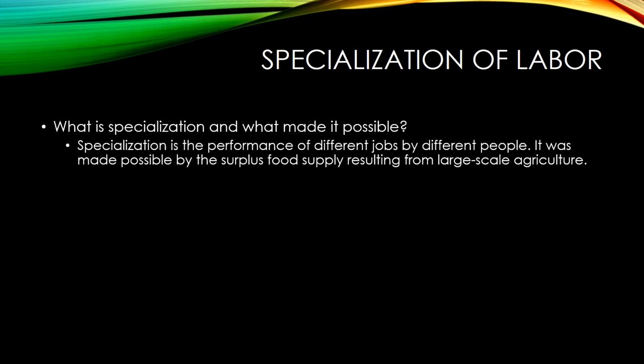Now let's talk about the specialization of labor. What is the specialization of labor? Well, that is where you take certain groups of people and say, this is your job. This is what you do. And if everyone does their job, then it benefits the community as a whole. So what is specialization and what made it possible? Specialization is the performance of different jobs by different people. It was made possible by the surplus food supply resulting from large-scale agriculture.